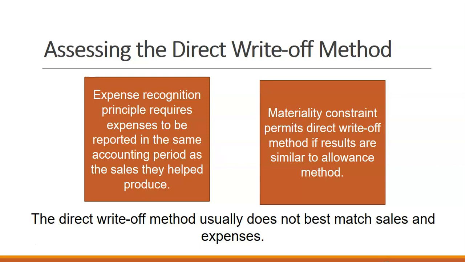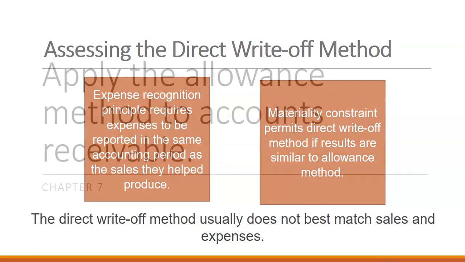Now, the direct write-off method does not best match sales and expenses. So it doesn't follow the expense recognition principle or the matching principle, which requires expenses to be reported in the same accounting period as the sales they help produce. And the materiality constraint permits the direct write-off method if results are similar to the allowance method. So companies are more likely to use the allowance method because that is the method preferred by US GAAP under the matching principle.